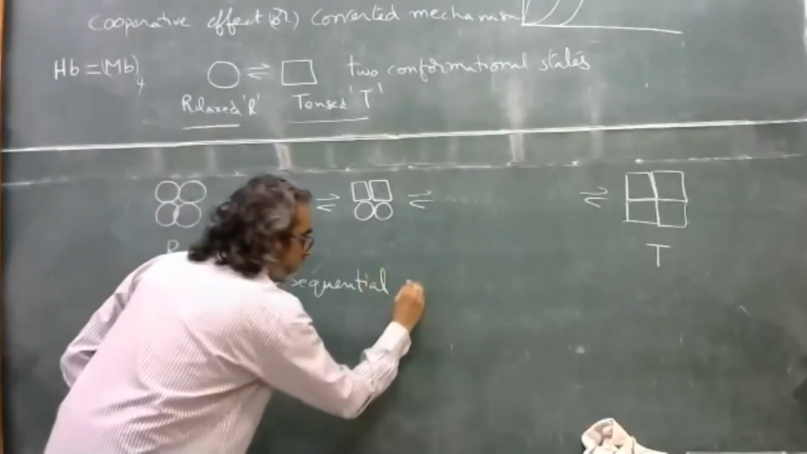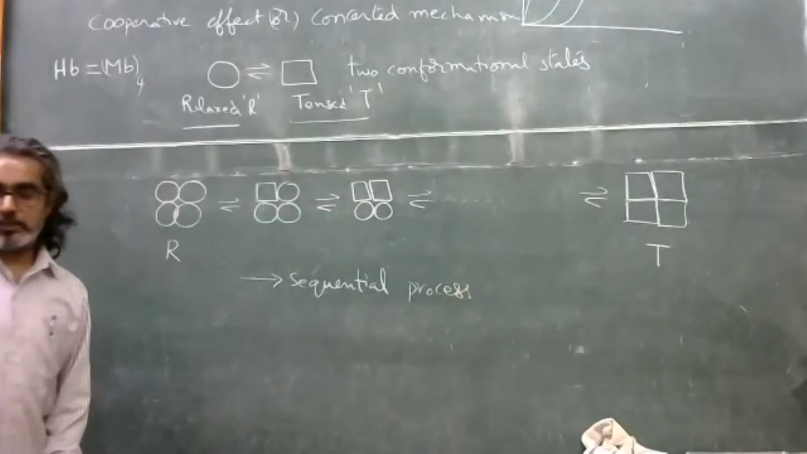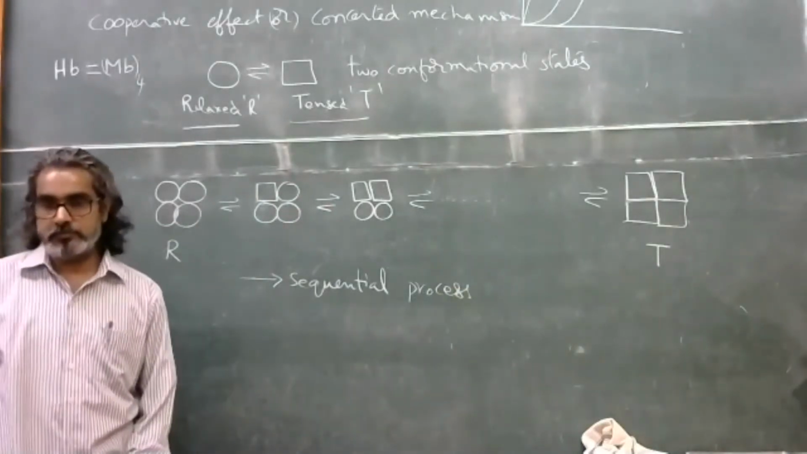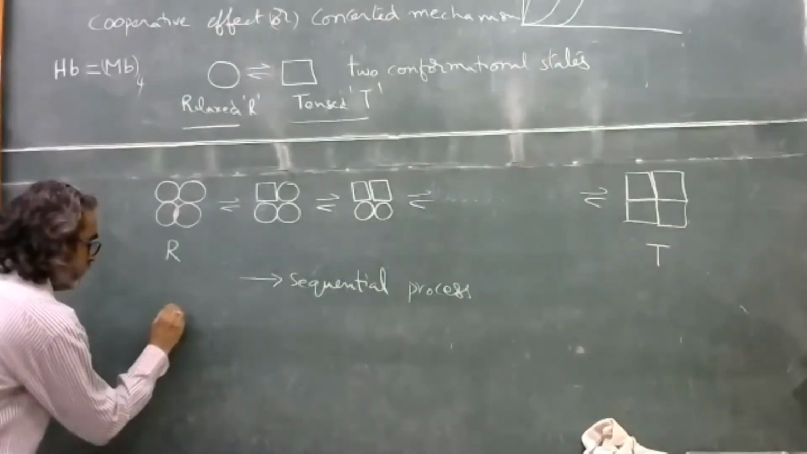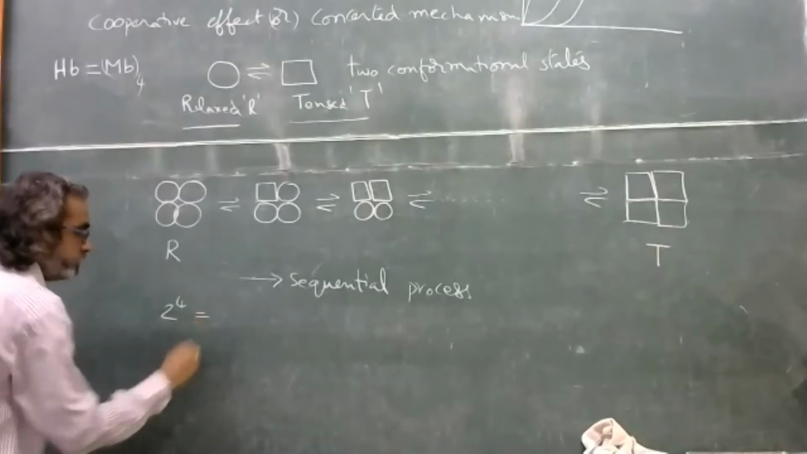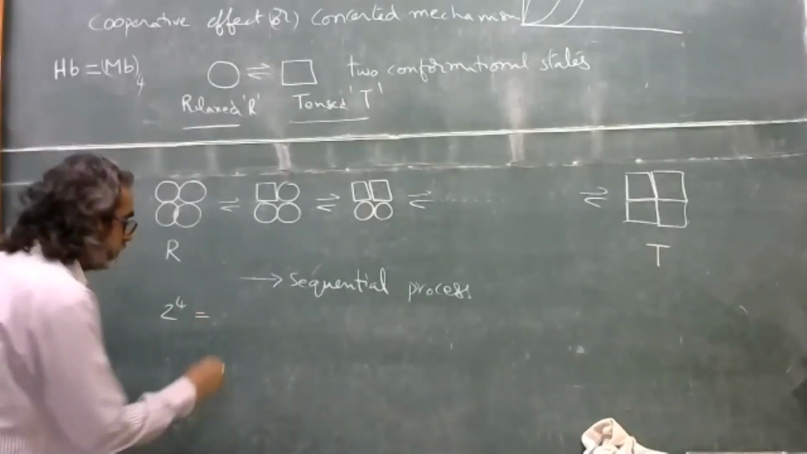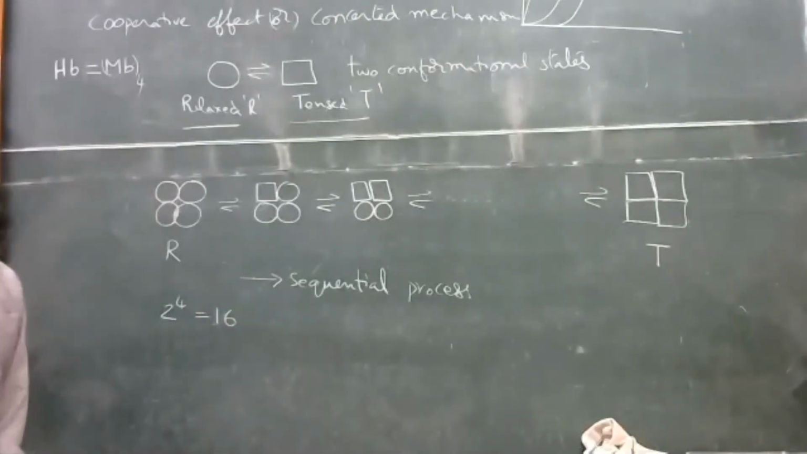Okay, sequential process. So total how many states can be possible? How many individual states can I write? 2 to the power 4, which will be 16. 16 states. Okay, so 2 to the power 4 states.